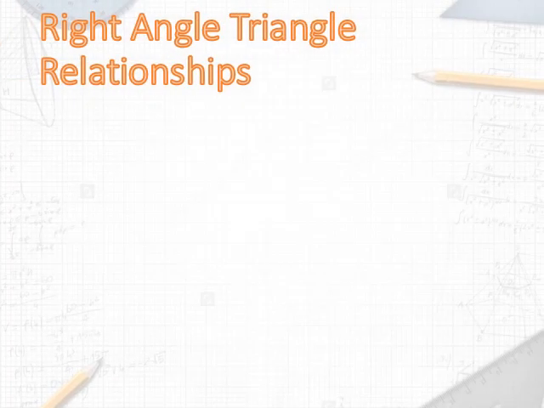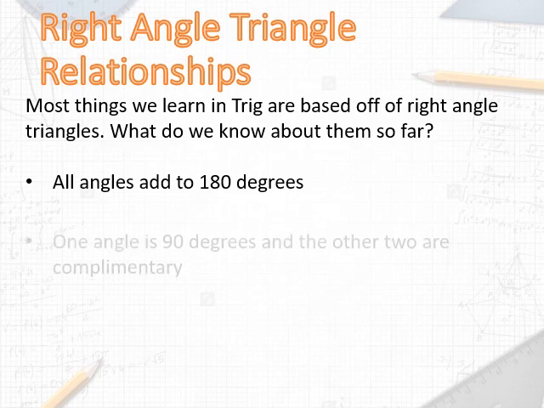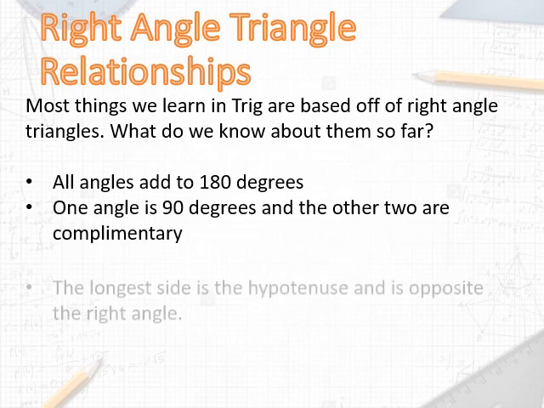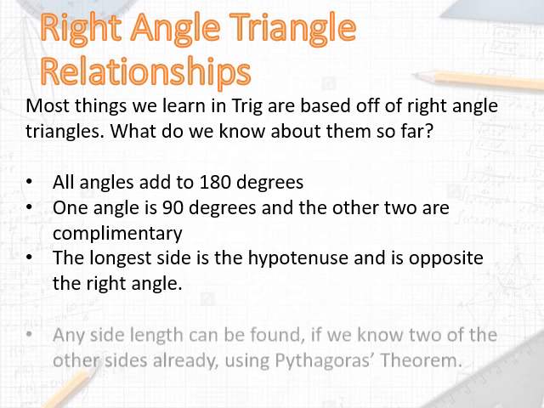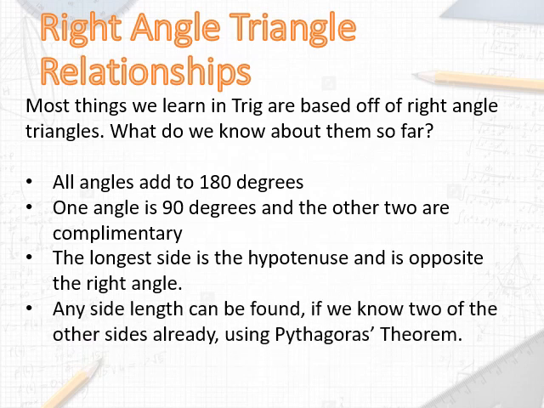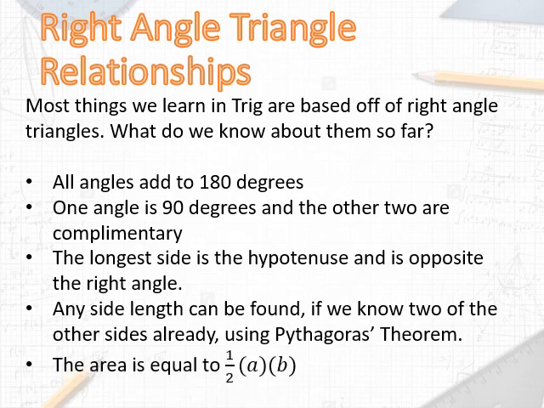All right, so just a recap on right angle triangles. Angles add up to 180, one is a 90-degree angle, and the other two are complementary. The longest side of a right triangle is the hypotenuse, and it's across from the right angle. And we can find any side length if we know two of them already. The area of a right triangle is half of the base times the height, and that base and height are perpendicular to one another. They don't necessarily have to be on the bottom and the side of the triangle. They could be any two sides as long as they are perpendicular.